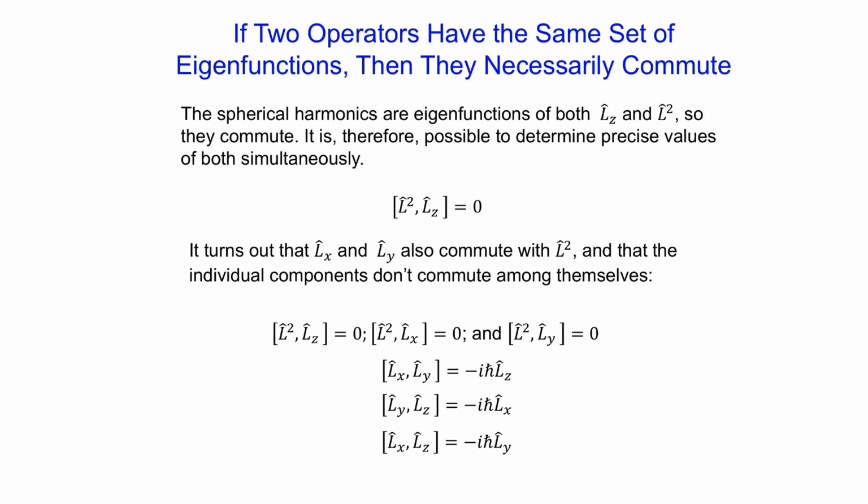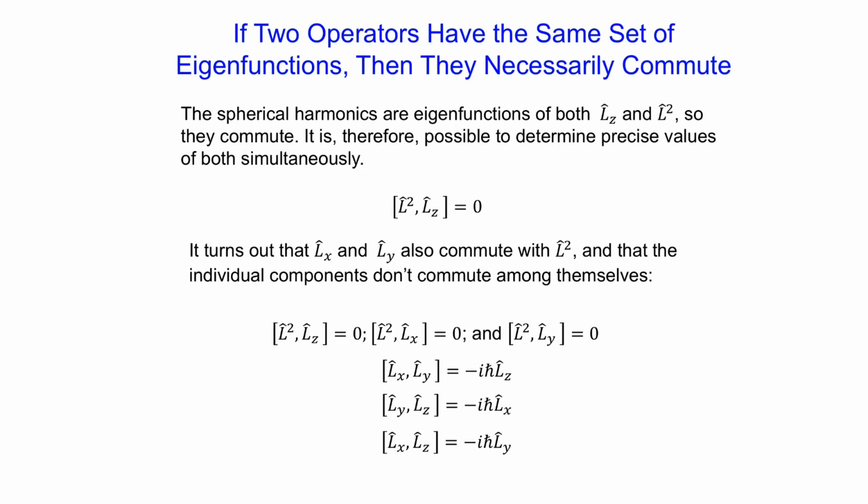But what's interesting is that the individual components do not commute with each other. So Lx and Ly don't commute with each other. Lx and Lz don't commute with each other. Lz and Ly, I think that's the third combo, don't commute with each other. So we get these expressions for those commutators of the individual components of the angular momentum that are not zero. So these do not commute.